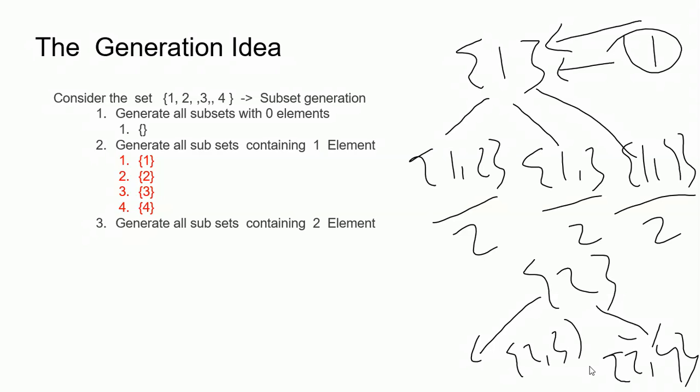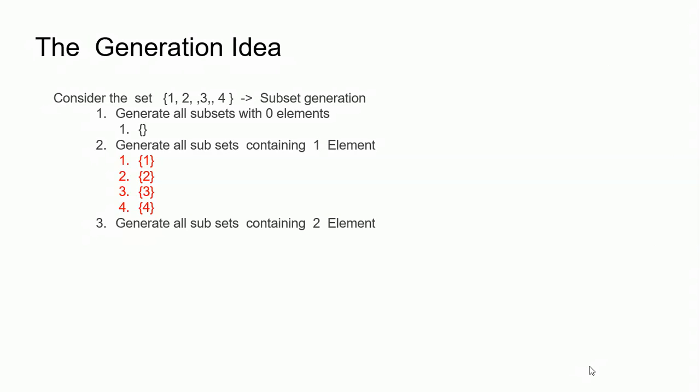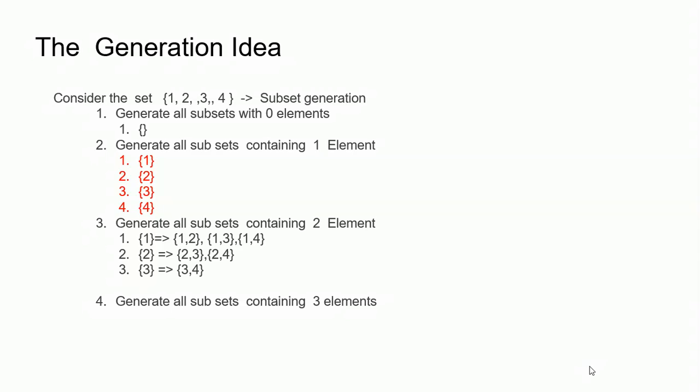Right? So what I'm demonstrating here is that you can generate a subset containing k elements based on a subset containing k minus 1 elements. So that is the generation algorithm here. So that's what this is showing next. 1 will generate 1, 2; 2 will generate 2, 3; 3 will generate 3, 4. Now generate all subsets containing 3 elements.